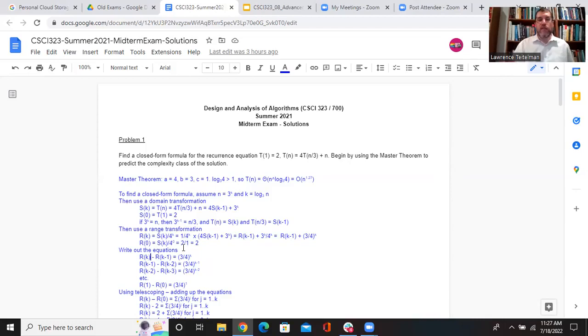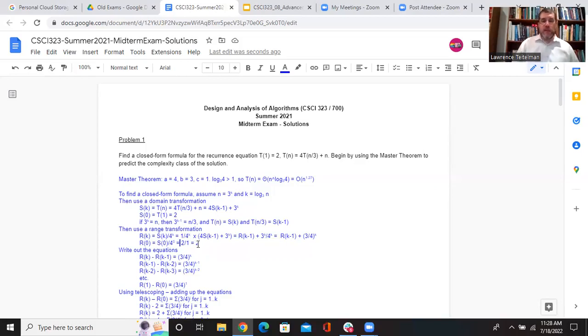4 to the K. All right, and then we do the base case here, right? So we say R of K is equal to S of, I should put a 0 here, which is the same as 2. We get the 2 there, and 4 to the 0 is 1, so we get a 2.